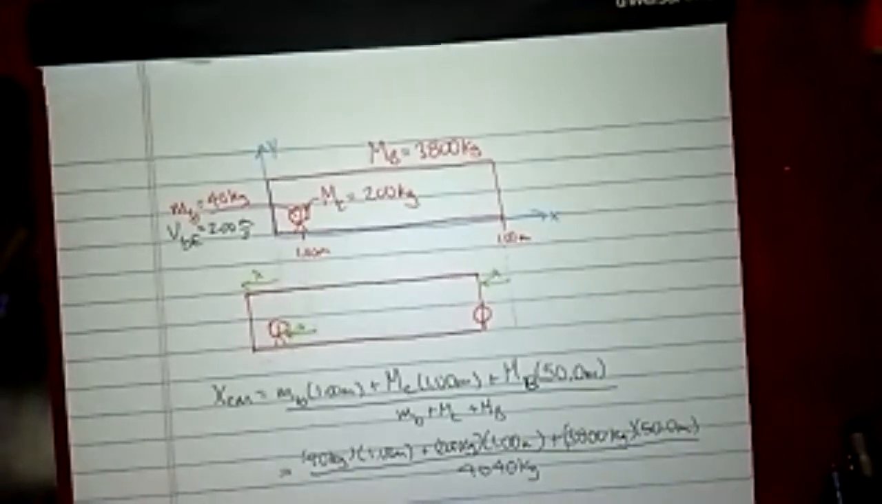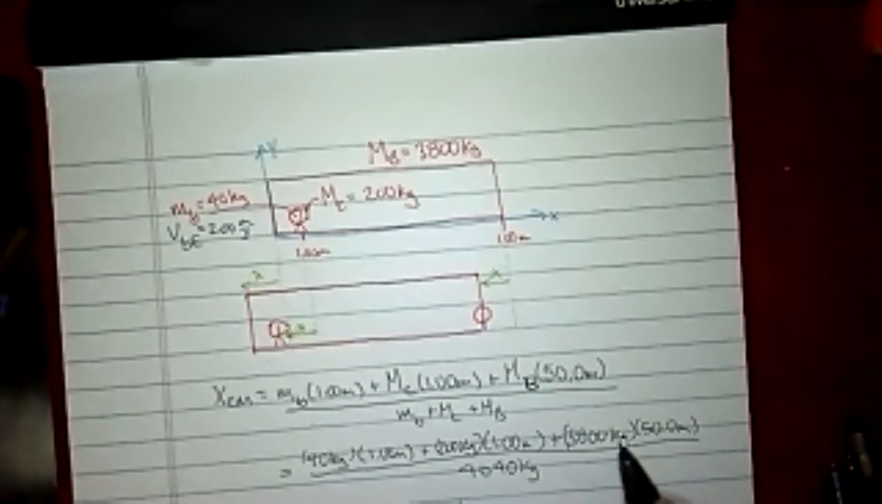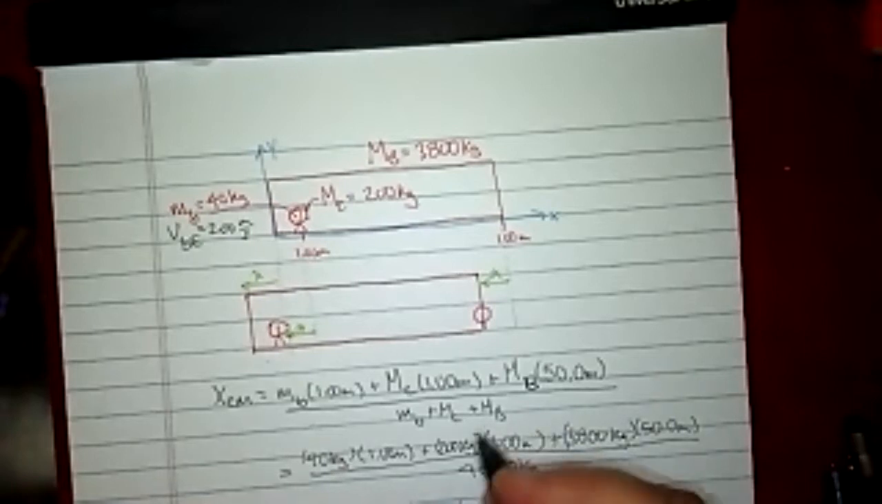So I'll get that our center of mass is 40 kilogram meters plus 200 kilogram meters plus, now if this was 100, it'd be basically 380,000. So I've got to take half of that. So instead of 380,000, I'm going to get 190,000.